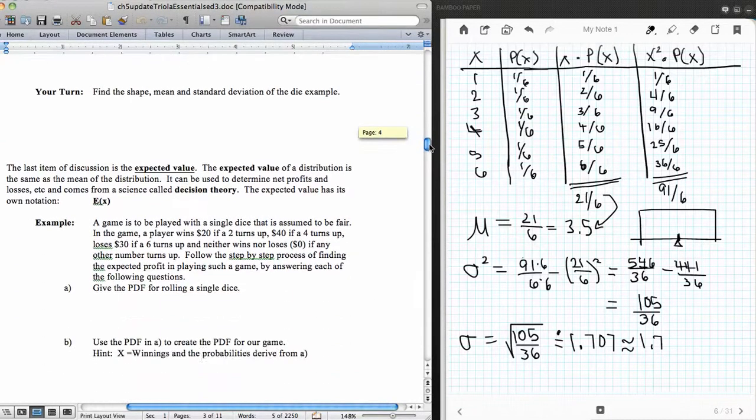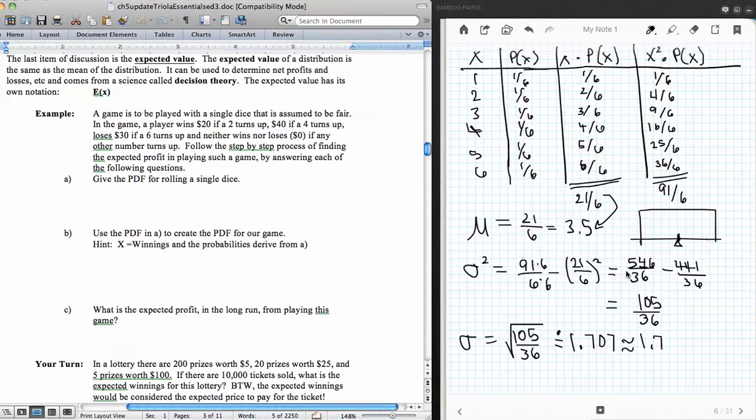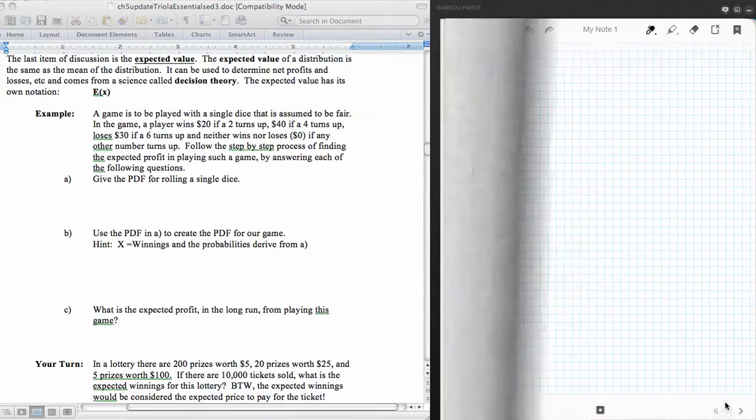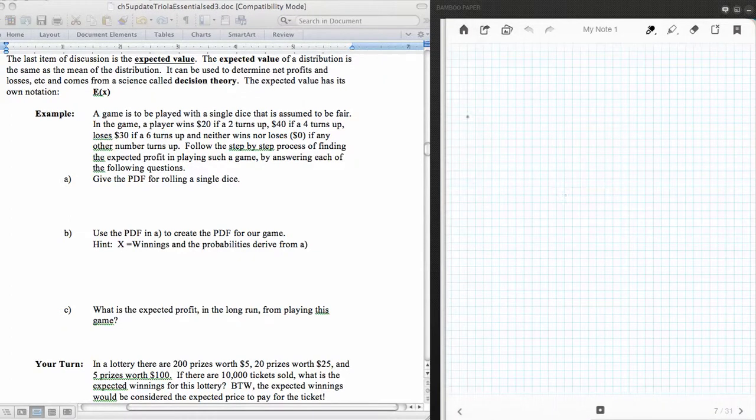All right, now moving forward, what we want to talk about is an expected value. An expected value is nothing more than the mean, and it's an application of the mean used in something called decision theory. So we're going to talk about this example here.